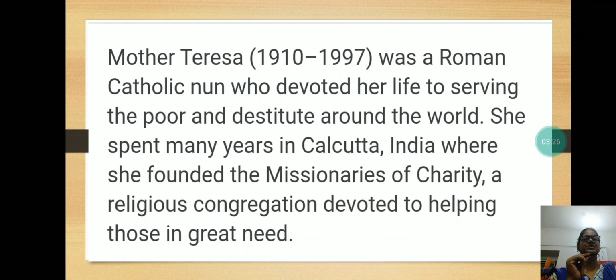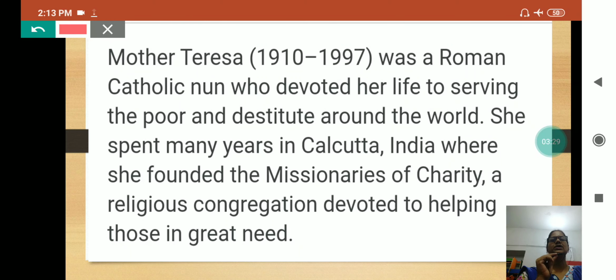Now this is Mother Teresa. My dear, actually India was not her birthplace. She was from Albania, and she was a Roman Catholic nun who devoted her life to serving the poor and destitute around the world. She spent many years in Calcutta, and here only she set up a missionary of charity. She founded the Missionary of Charity. It is a religious congregation devoted to helping those in great need, especially the poor, leprosy people.